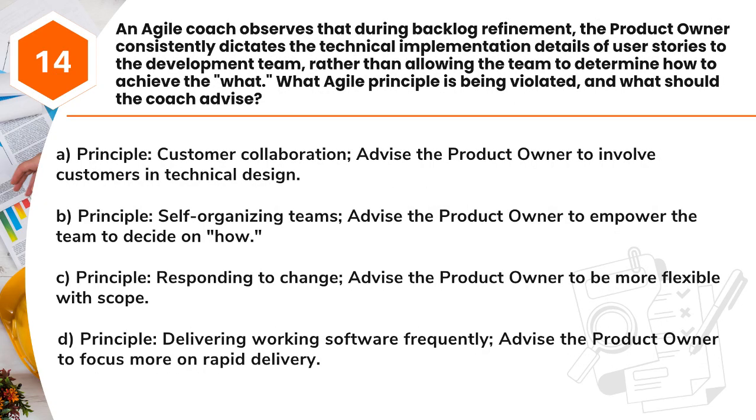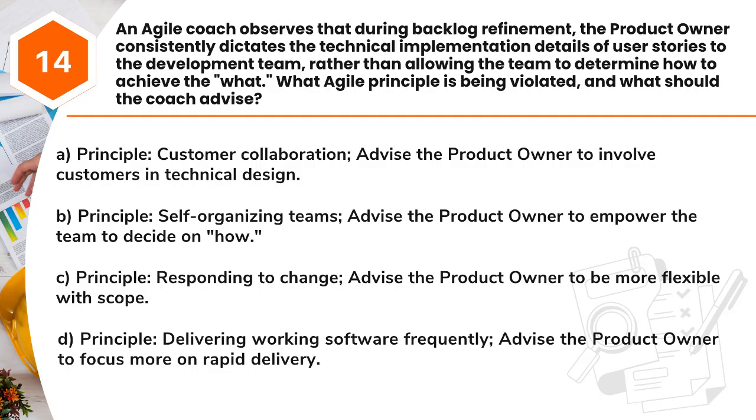Question 14. An Agile coach observes that during backlog refinement, the product owner consistently dictates the technical implementation details of user stories to the development team, rather than allowing the team to determine how to achieve the what. What Agile principle is being violated, and what should the coach advise?